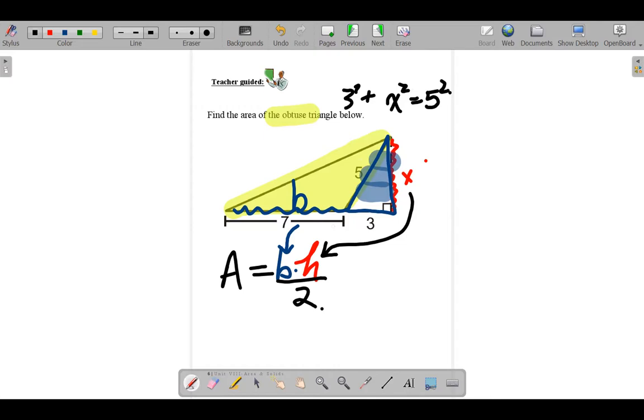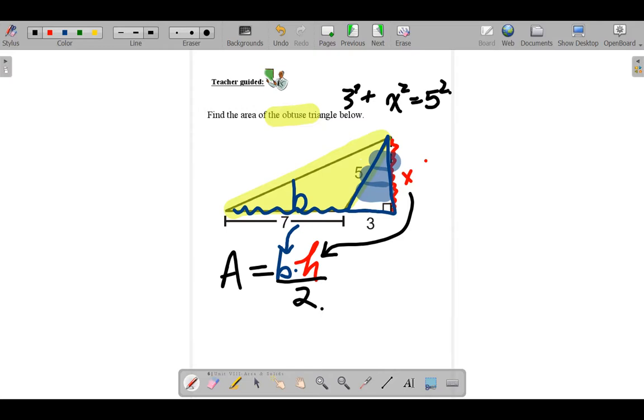The only thing you guys at home are texting me back is the area of this obtuse triangle. You guys in class, rotate and talk to each other after you solve for the height. Solve for the height. Go. Good job. Good job.